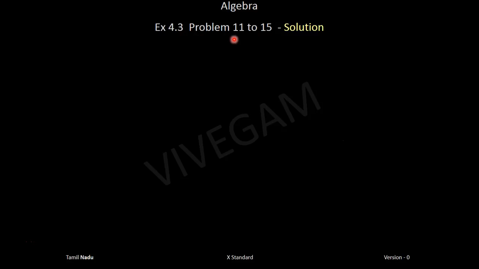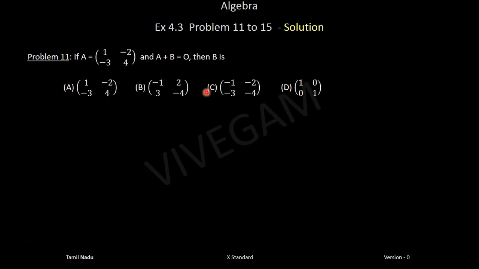Exercise 4.3, problem 11 to 15 solution. If matrix A equal to 1 minus 2 minus 3 4 and A plus B is 0 matrix or null matrix, then B is okay. So we know when a matrix A plus B is 0 matrix, then B will be equal to minus A, right? Basically it will be an additive inverse, right?